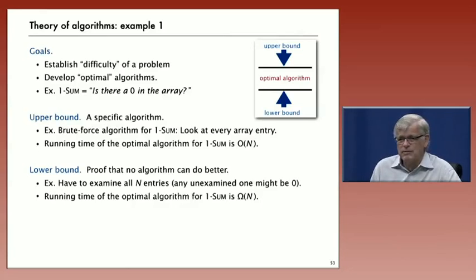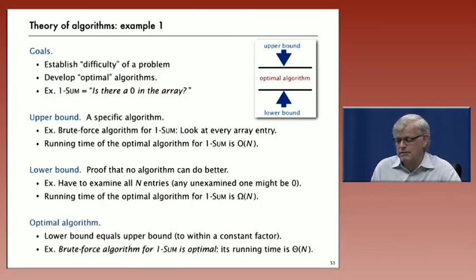Well, for one sum, you have to examine all entries in the array. If you miss one, then that one might be zero. So that means that the optimal algorithm has to have a running time at least some constant times n, or we say the running time is omega of n. Now in this case, the upper bound and the lower bound match, to within a constant factor. So that's a proof that the brute force algorithm for one sum is optimal. Its running time is theta of n. It's both omega of n and O of n.